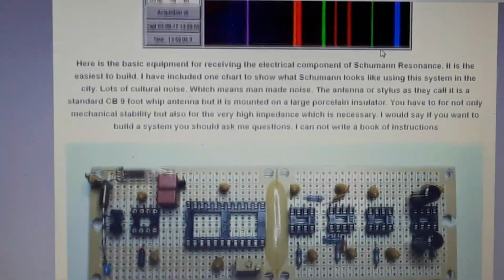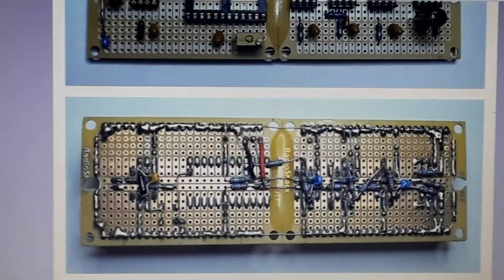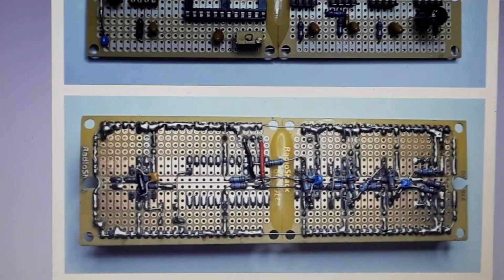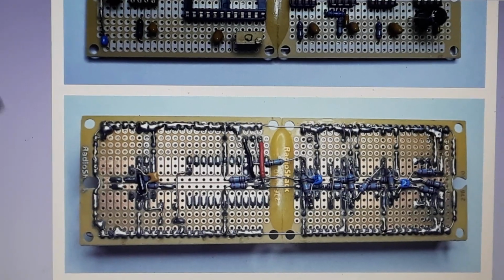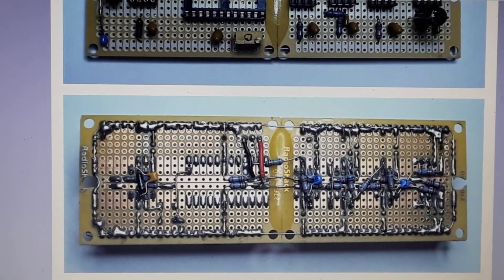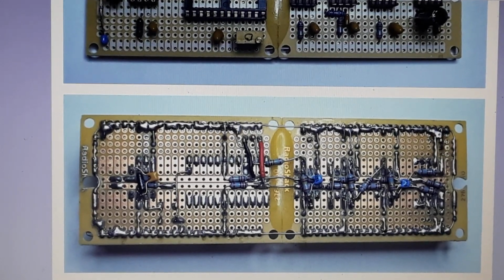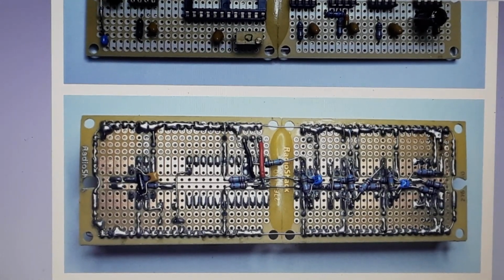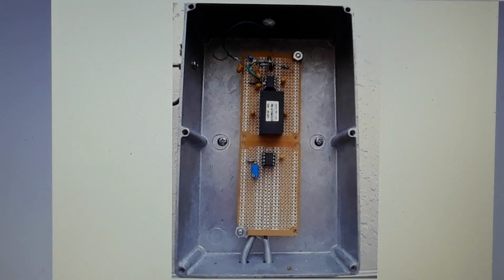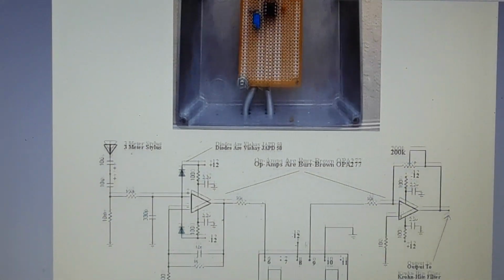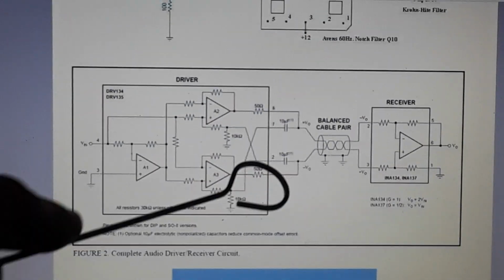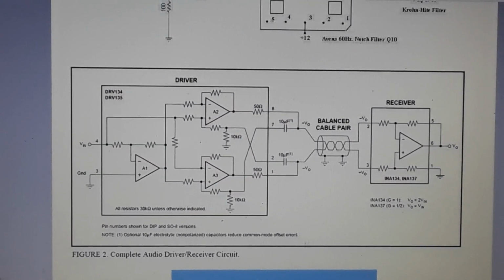All right, so these are the components that the guy soldered. You can tell he soldered it, not a machine. I can tell anyway. I know what I'm looking at. Radio Shack, I remember them. You saw a little diagram. That's all soldered together, a little breadboard. So these are the guts of the Schumann balanced cable pair receiver driver. Coupled audio driver receiver circuit.